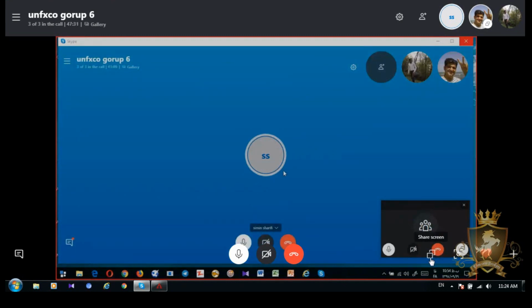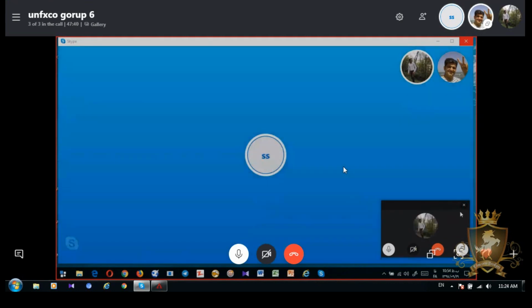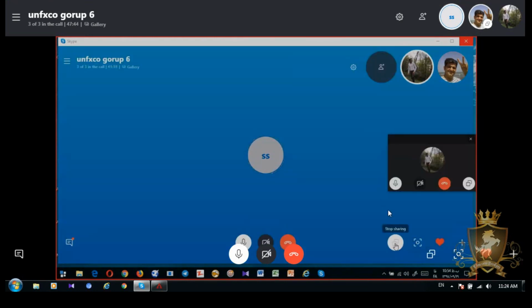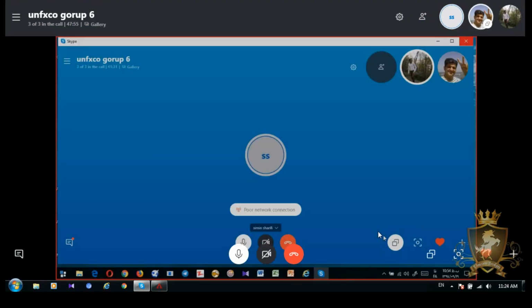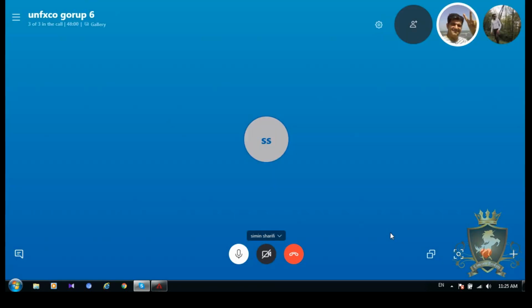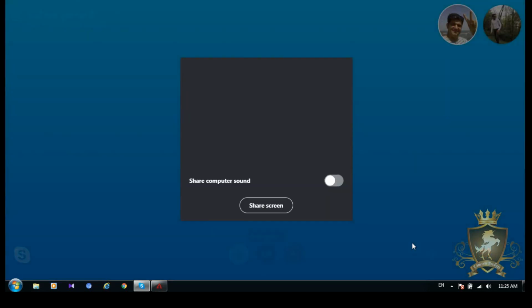You should click on the icon that you clicked, the share icon. Then you should click on that sharing icon, the two squares that came up for you. Yeah, right. Okay, you shared it again. Stop it. Okay, it's right.